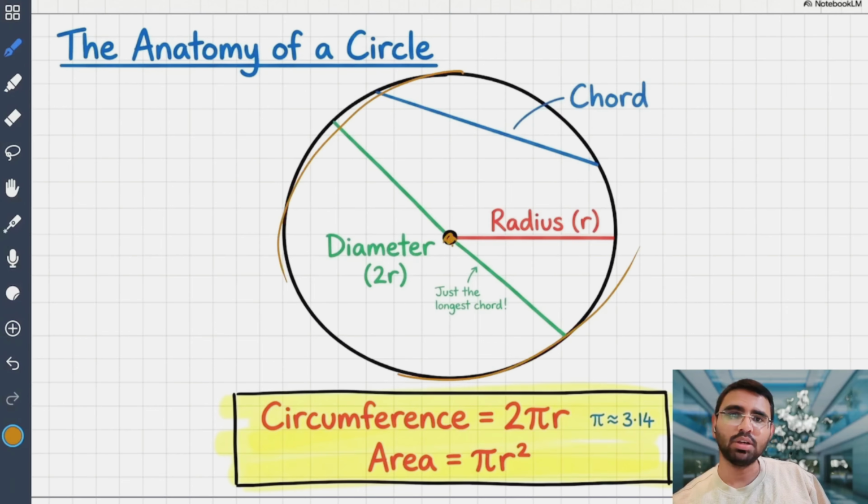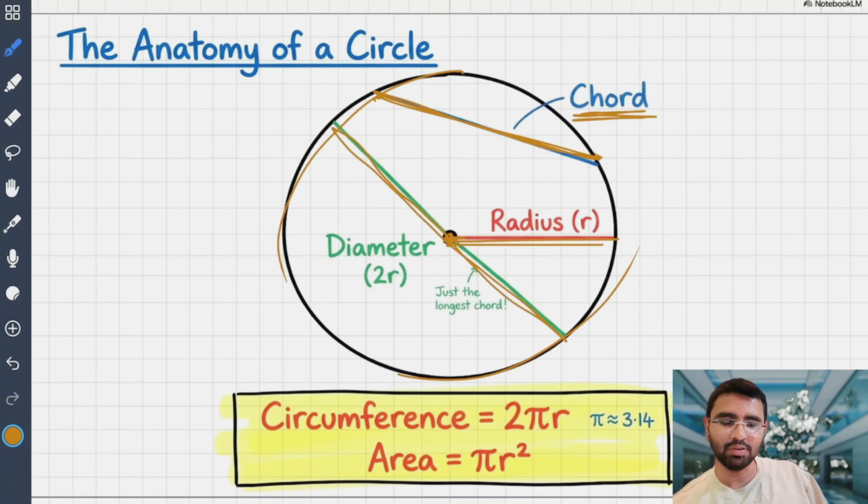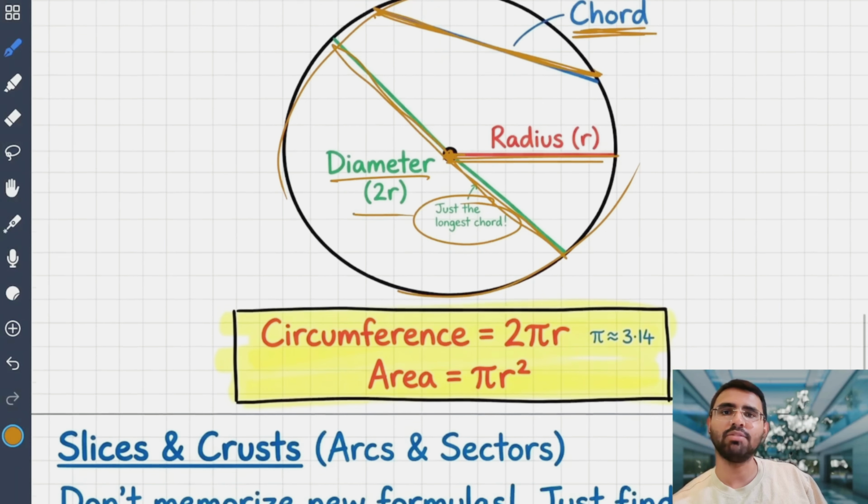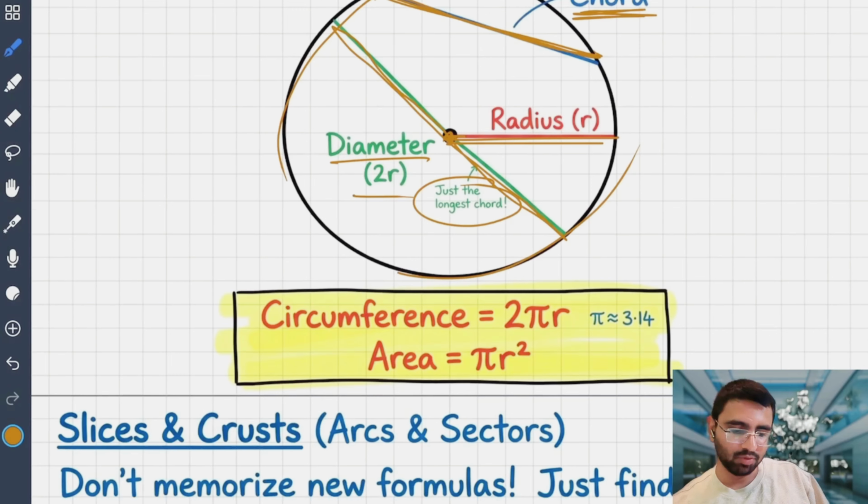This point is the center point and this is the radius r. And this is known as chord. Any line in the circle, not from the center, is a chord. And if you connect this point, this will be 2r. So it is the longest chord of a circle. Circumference is the 2 pi r formula and the area is pi r square.